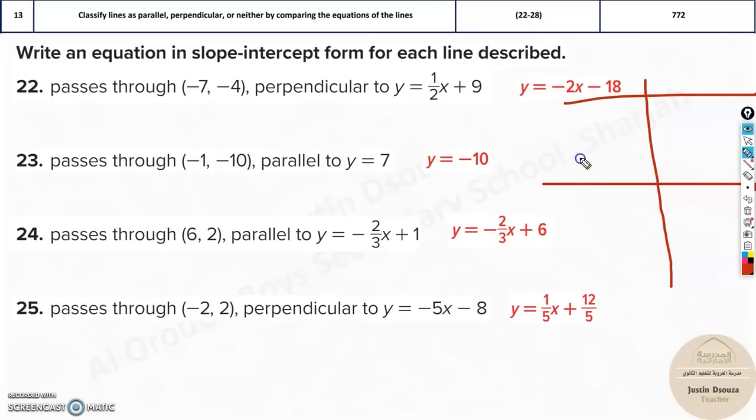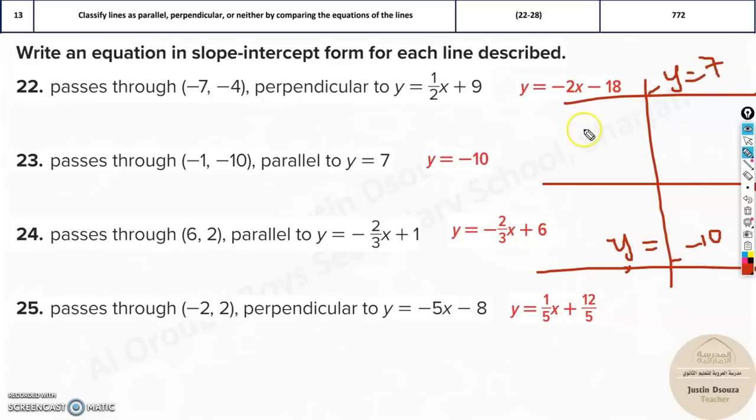Now we need to draw a line parallel to this, which passes through the point x is minus 1 and y is minus 10. So minus 10 must be the line. That's it. This will be at minus 10. So this was at y equals 7. This will be y is equal to minus 10.